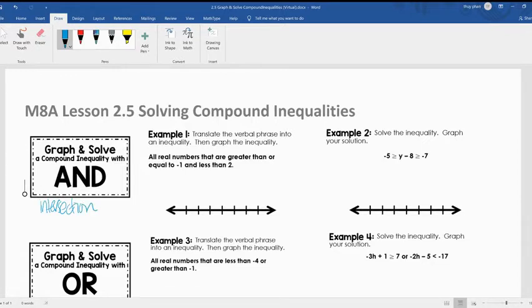For example, if I said you can have a bag of chips and 5 cookies, that means you have the possibility of having both at the same time, correct? So when I say you can have this and this, that means you can have both. With inequalities, that's why we call it an intersection, because that's where all the solutions will be the same.